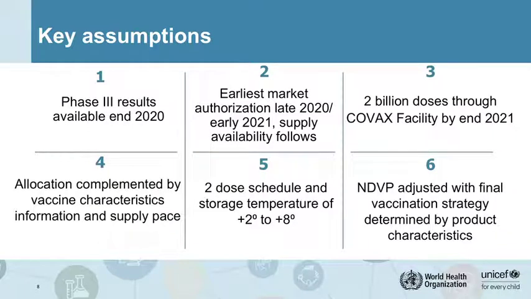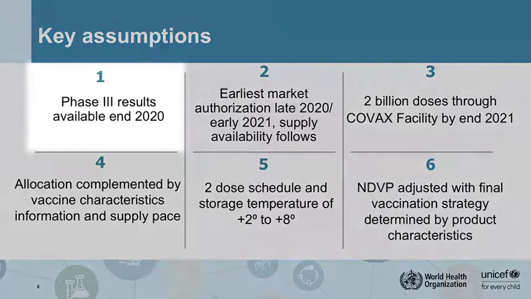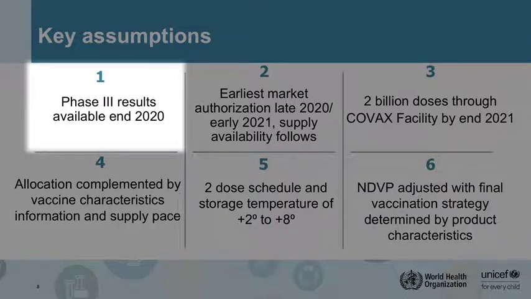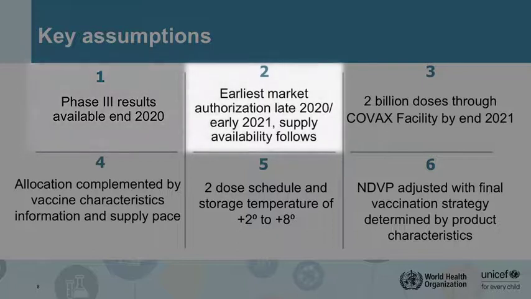At the time of writing the NDVP, a lot was unknown about the COVID-19 vaccine landscape, but there were some elements that were known and had to be assumed. The key assumptions were that Phase 3 clinical trial results would be available at the end of 2020, and early market authorization would be issued either in late 2020 or early 2021. At the time of this recording, the Pfizer vaccine has been introduced in several early adopter countries.